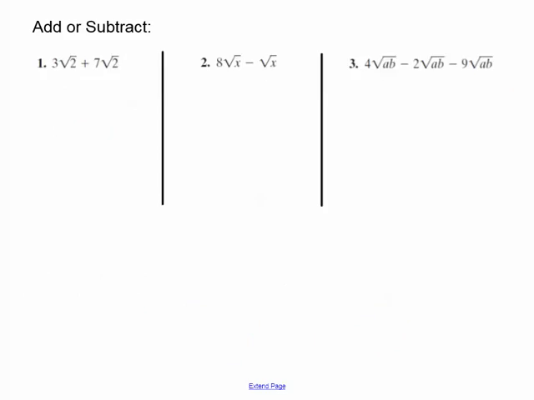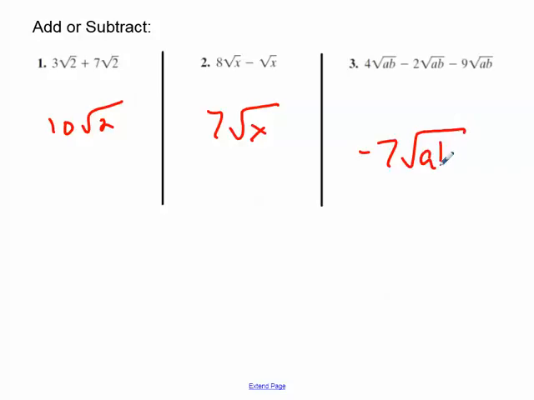All right, add or subtract. Can we? 3 square root of 2 plus 7 square root of 2, yes, like radicals. So I got 3 plus 7, 10 square root of 2. Like radicals? Yes, they are. I got a square root of x, square root of x. 8 minus 1, 7 square root of x. Like radicals? Yes, they are. Square root of ab, square root of ab, square root of ab. Add up the coefficients. 4 minus 2 is 2, minus 9 is negative 7 square root of ab. And there's our answer, adding up like radicals.